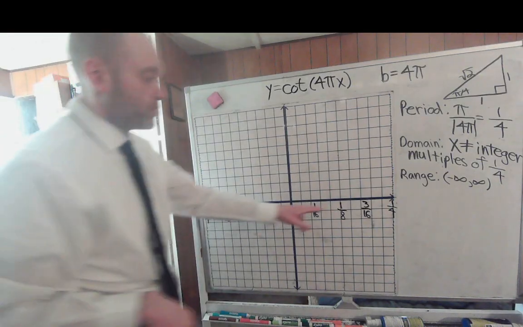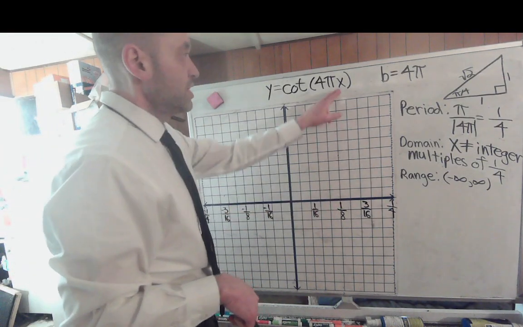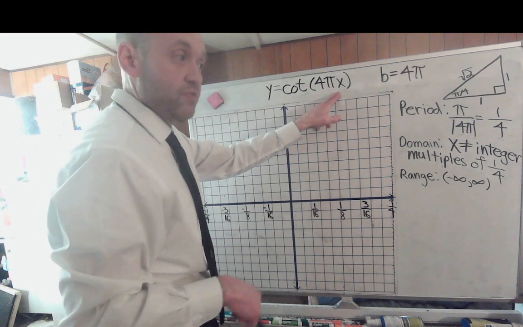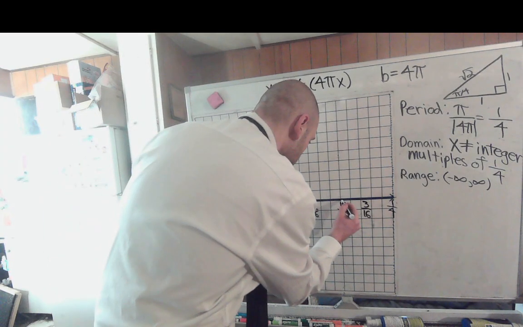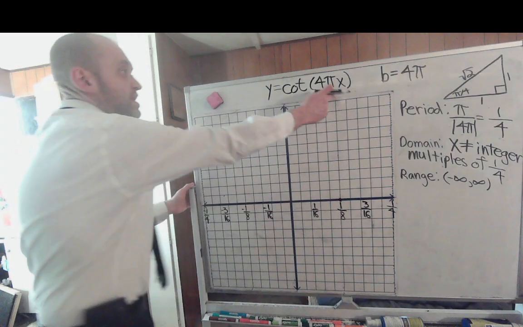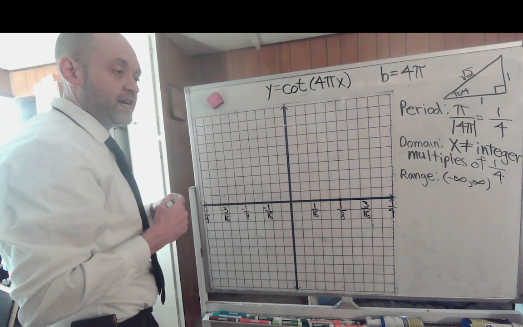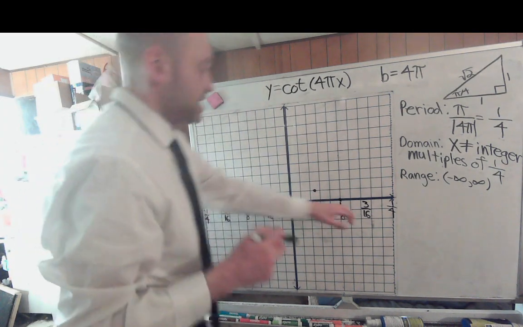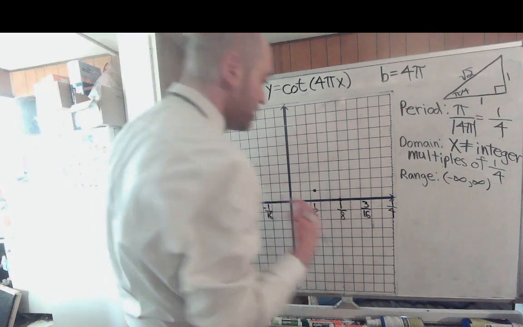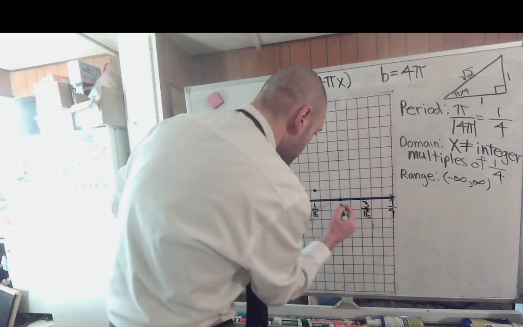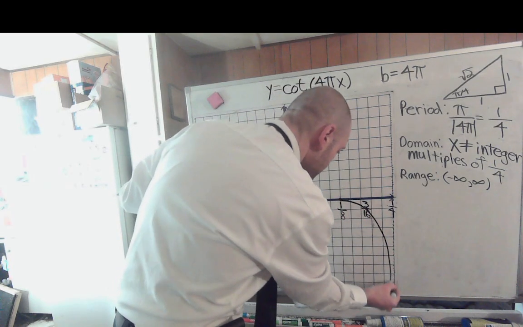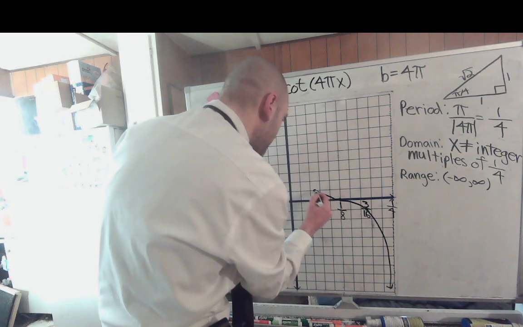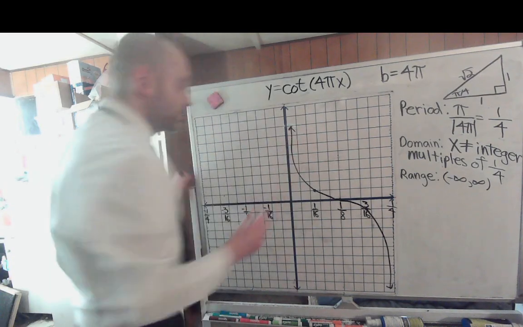So let's start with 1/8. So if we put in 1/8, you will get the cotangent of pi over 2, which is 0. Let's put in 1/16, which would give you the cotangent of pi over 4, that's 1. Let's put in 3/16, which would give you the cotangent of 3 pi over 4, that's negative 1. We have enough to graph this now. So there's the first period.